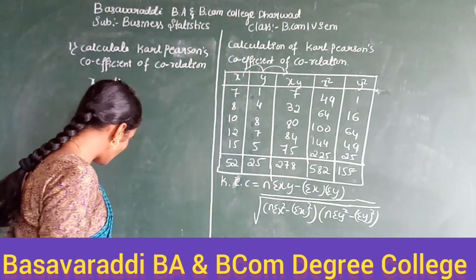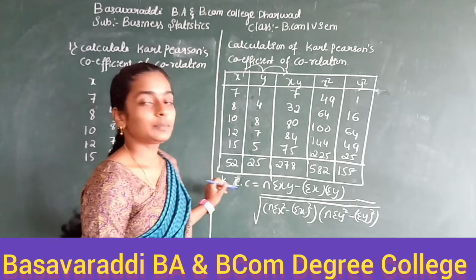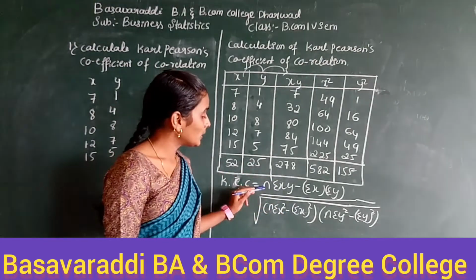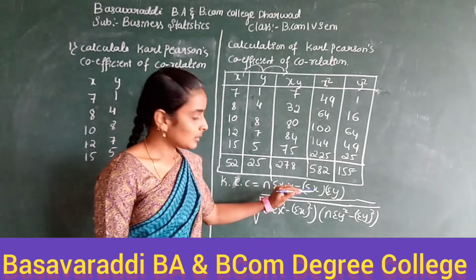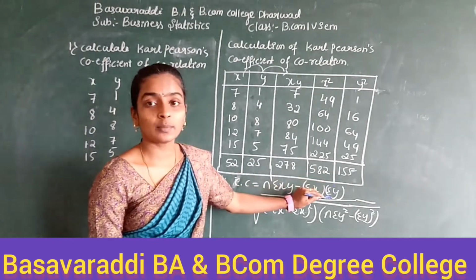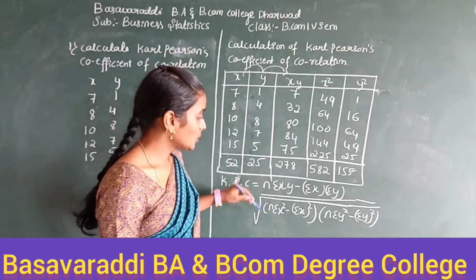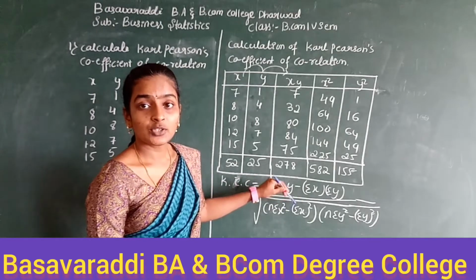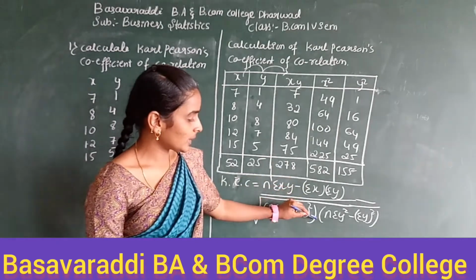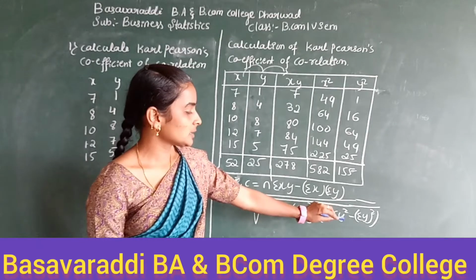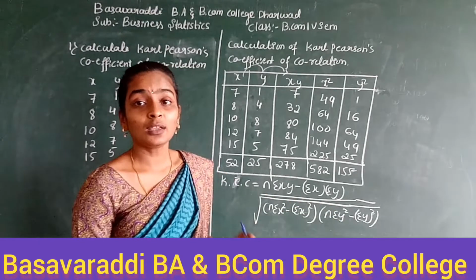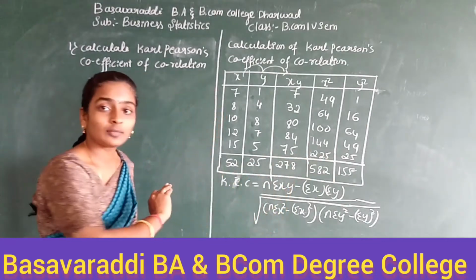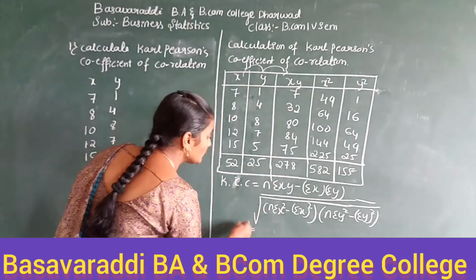This is the formula. Karl Pearson coefficient of correlation is equal to n summation xy minus summation x into summation y divided by square root of n summation x square minus summation x the whole square into n summation y square minus summation y the whole square. Let us substitute these values in the given formula.